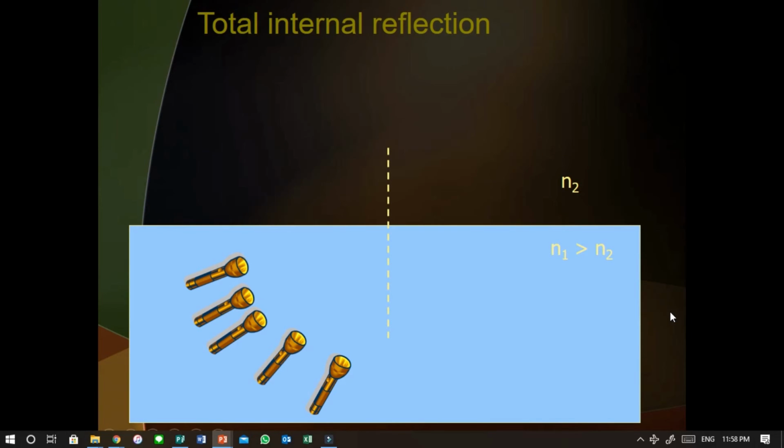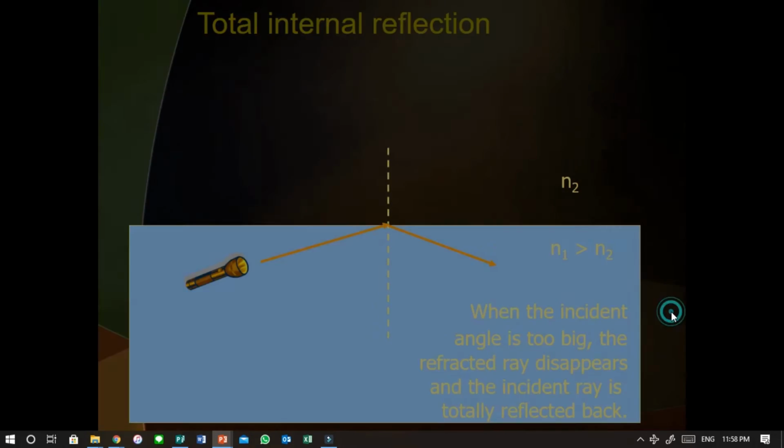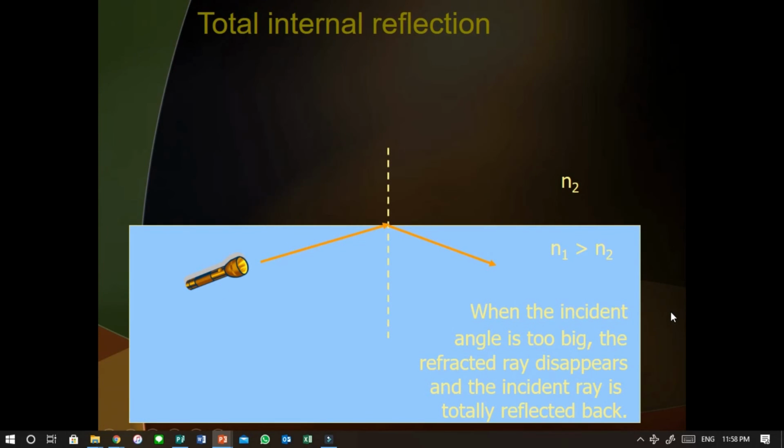Total internal reflection. As you shine the light into the block, you might have seen this happen. When the angle of incidence is too big, the refracted ray disappears and the incident ray is reflected back inward. This is called total internal reflection, not refraction, because it does not go through the surface. So in total internal reflection, the incident angle is too big, the refracted ray disappears, and the incident ray is totally reflected back inside the glass block.